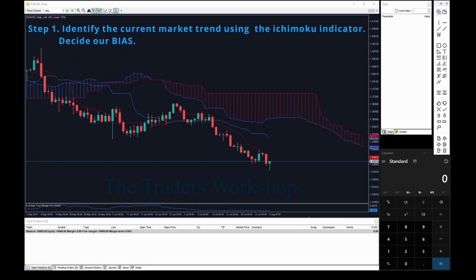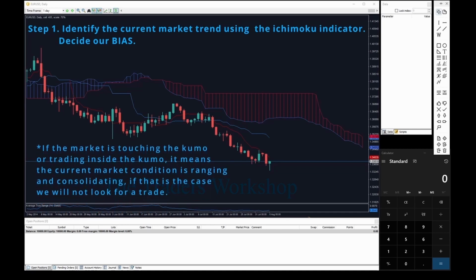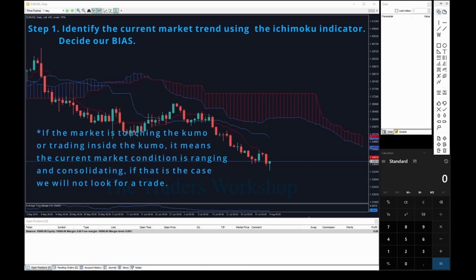Step 1. Identify the current market trend using the Ichimoku indicator. Decide our bias. One rule of thumb for this strategy: if the market is touching the Kumo, or trading inside the Kumo, for me, it is an indication that the current market condition is in range, and in consolidation. If this is the case, we will not look for a trade.